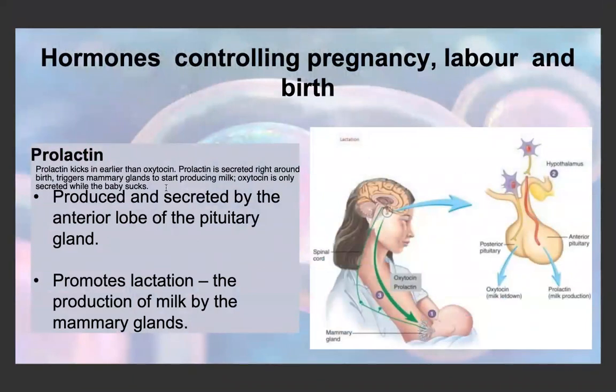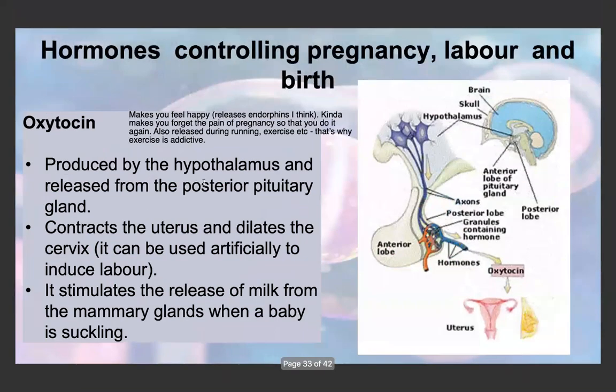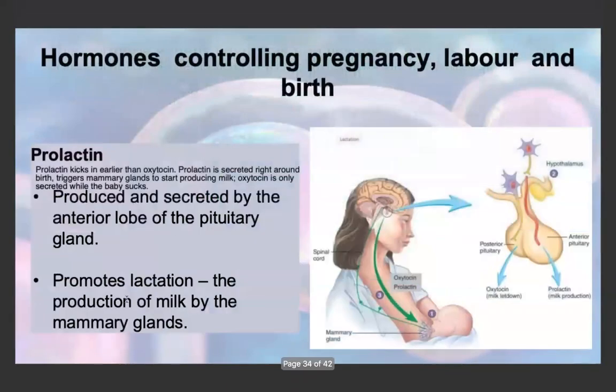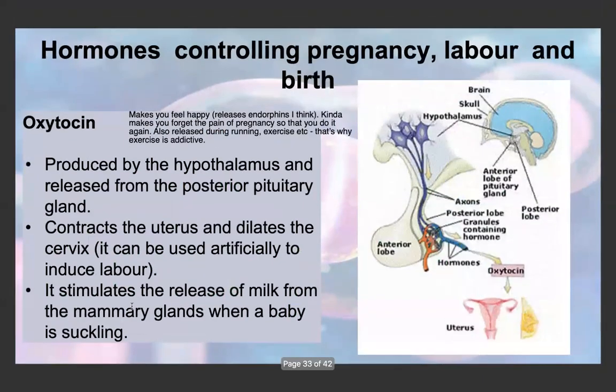Prolactin is another hormone which is produced and secreted by the anterior lobe of the pituitary gland. Oxytocin we saw was the posterior lobe. Prolactin promotes lactation, which is the production of milk by the mammary glands. So prolactin kicks in slightly earlier than oxytocin. Prolactin is secreted right around birth, in terms of milk production, and oxytocin is only secreted when the baby sucks. So prolactin promotes lactation, which is the mammary glands producing milk, whereas oxytocin stimulates the release of milk.